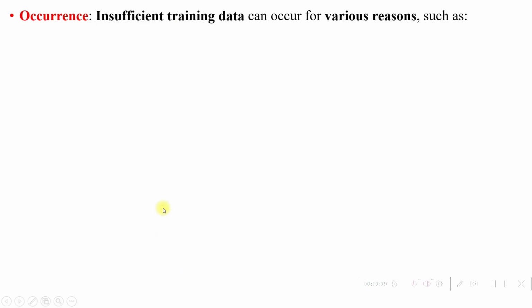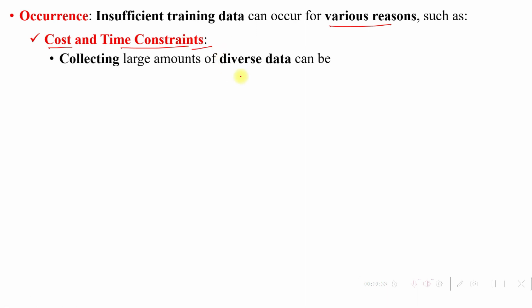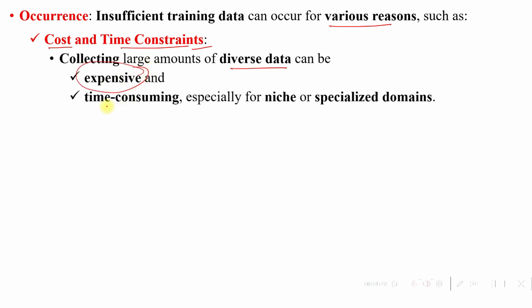Insufficient training data can occur for various reasons, like cost and time constraints. Collecting a large amount of diverse data can be expensive and time consuming. Due to that, it is very difficult to collect data for specialized domains.